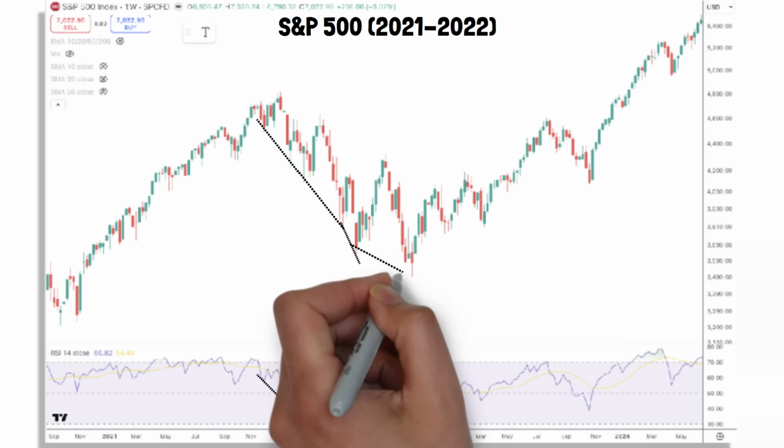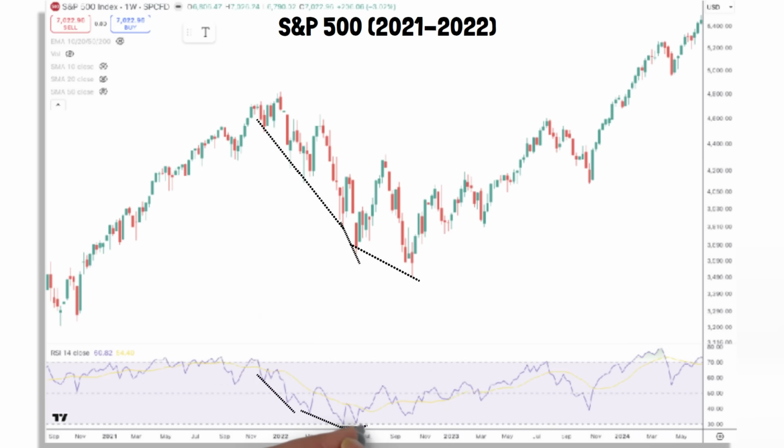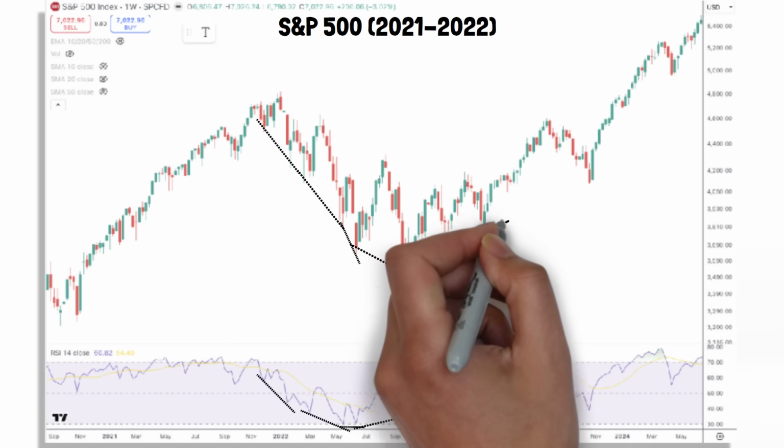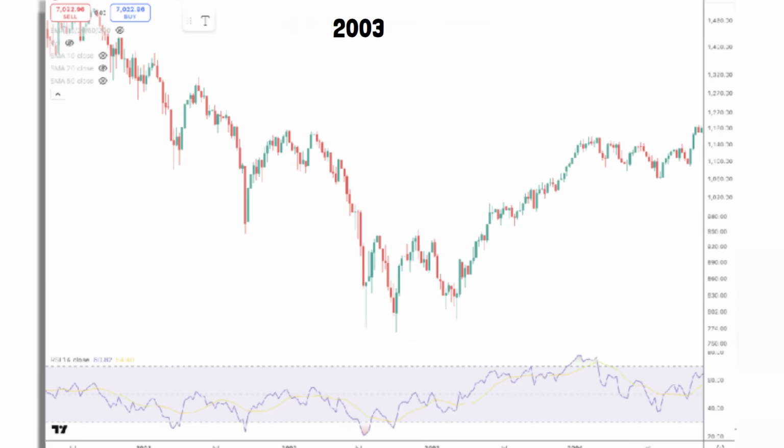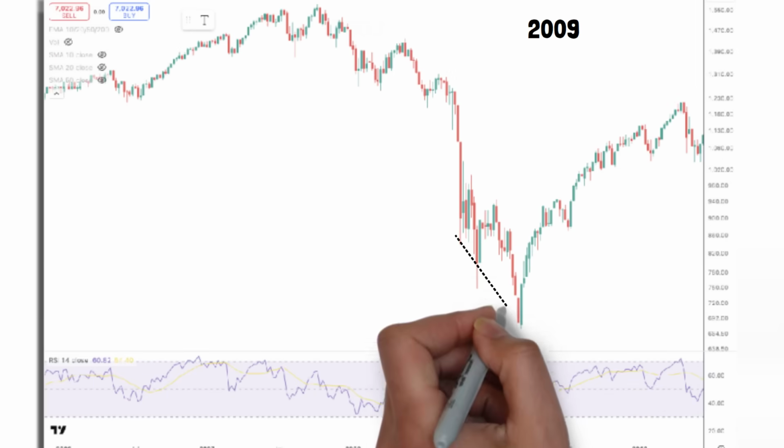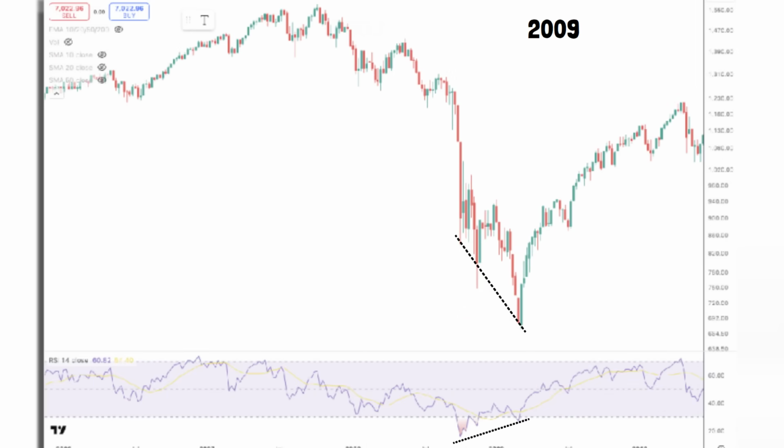Final confirmation arrived when October's low formed, with RSI settling at a higher low than previously. This effectively marked the correction's end. This identical pattern appeared during both the dot-com crash and the financial crisis crash, validating the technique's historical reliability.